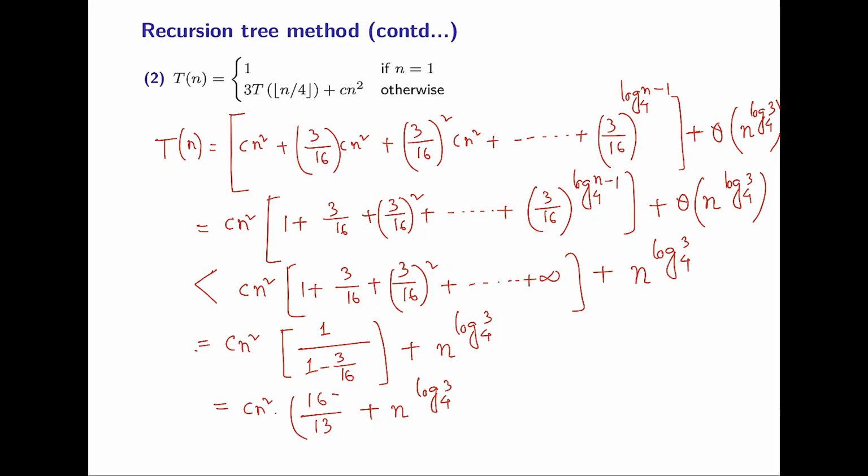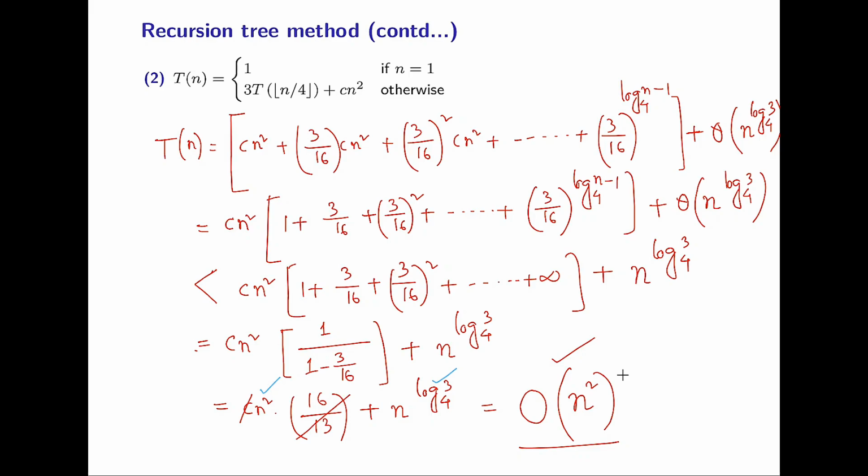So if we write the solution in terms of asymptotic notation such as big O, what will we do? Out of this, we will keep only the highest order term and ignore the lower order terms and constants. So C is a constant, ignore it. 16 by 13 is a constant, ignore it. And out of n square and n to the power log 3 base 4, which one is the greater term? The greater term is n square. So here we can write big O of n square. So this is our desired solution.